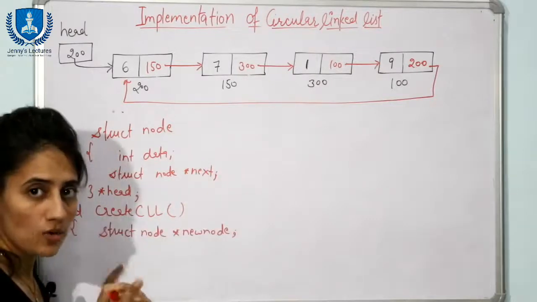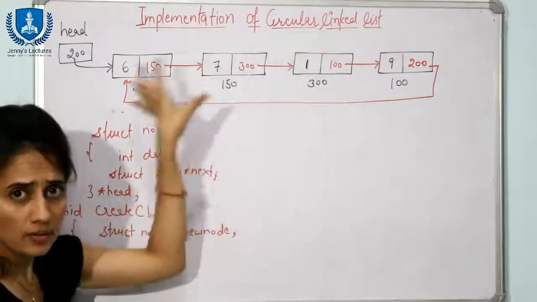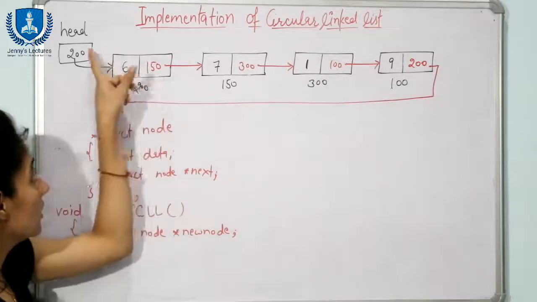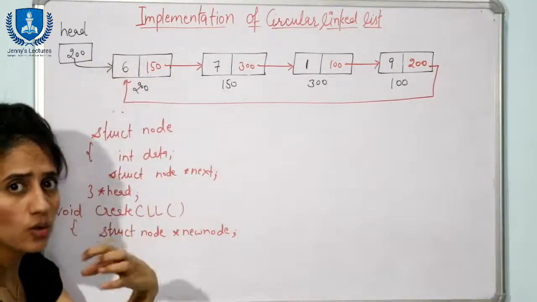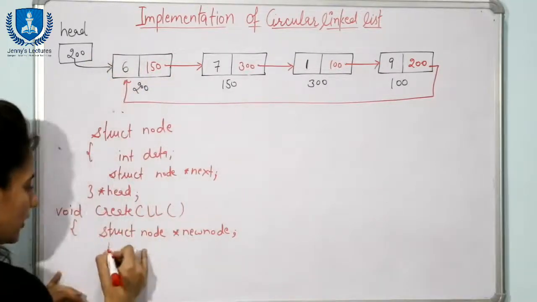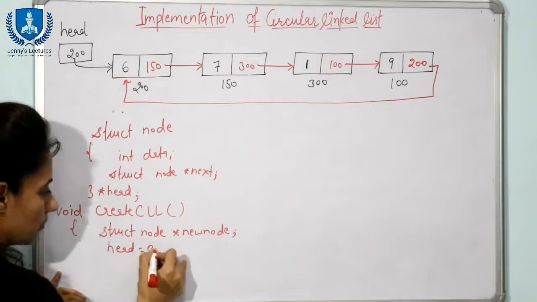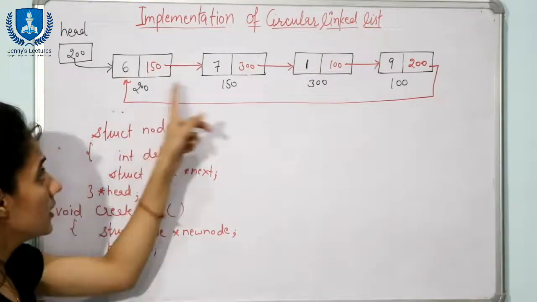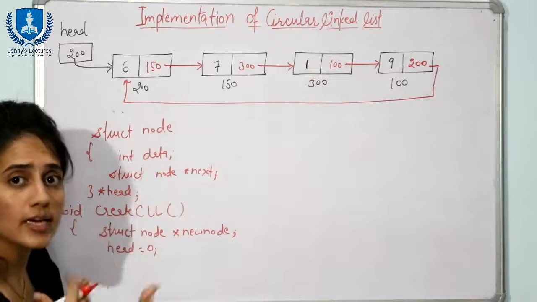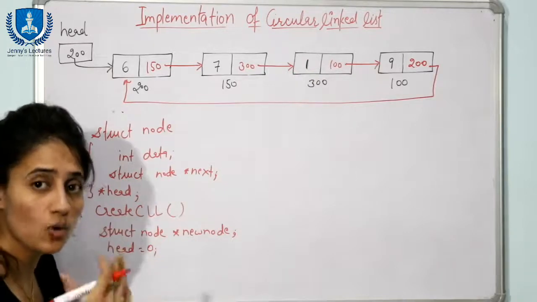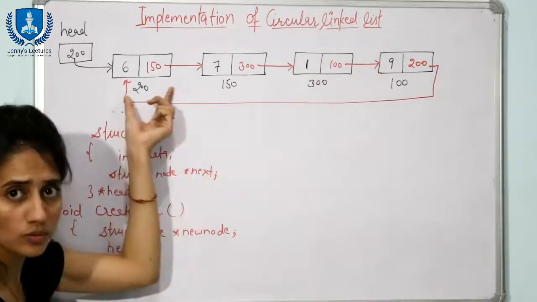First of all, we consider that the list is empty, we don't have any node in the list. So head is equal to null, so here I can write head is equal to 0. Now to insert these nodes, first of all you have to create these nodes, you have to dynamically allocate the memory to these nodes.